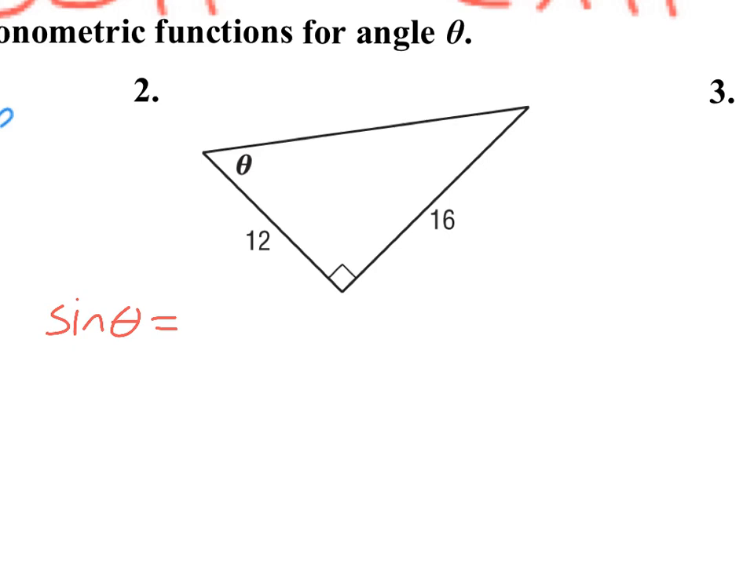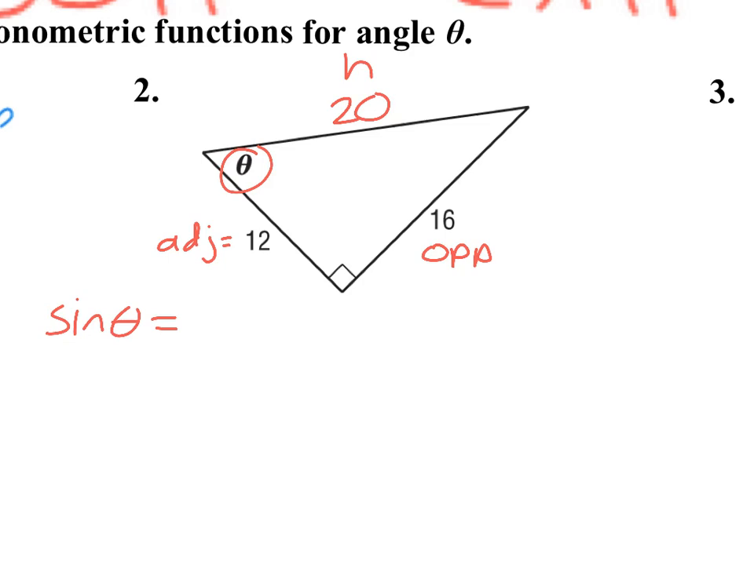All right, for number 2, that is the Pythagorean triple 3, 4, 5 with everything multiplied by 4. So 3 times 4 is 12, 4 times 4 is 16, and then the hypotenuse is 5 times 4, which is 20. We know this is our hypotenuse. This is opposite because it doesn't touch the angle theta. And then adjacent touches it, but is not the hypotenuse.